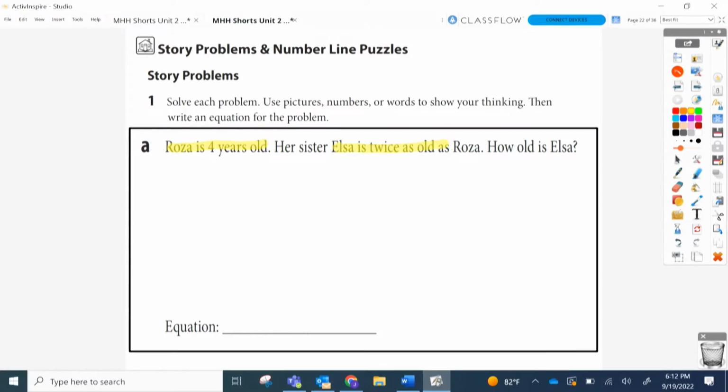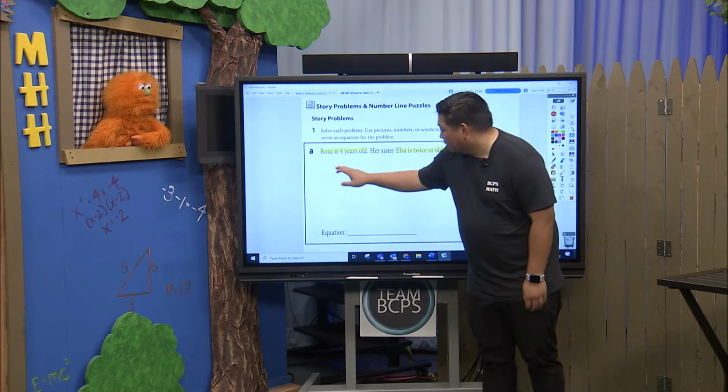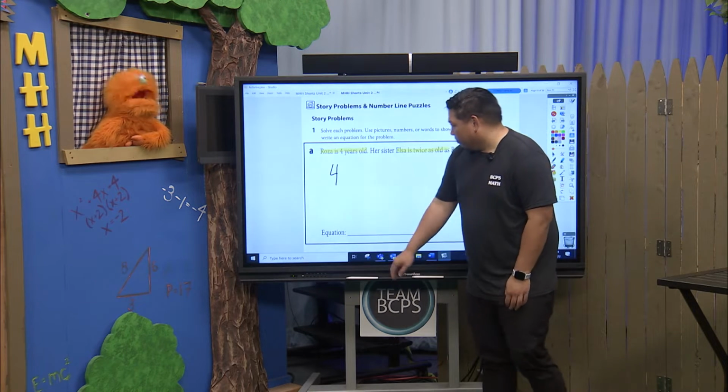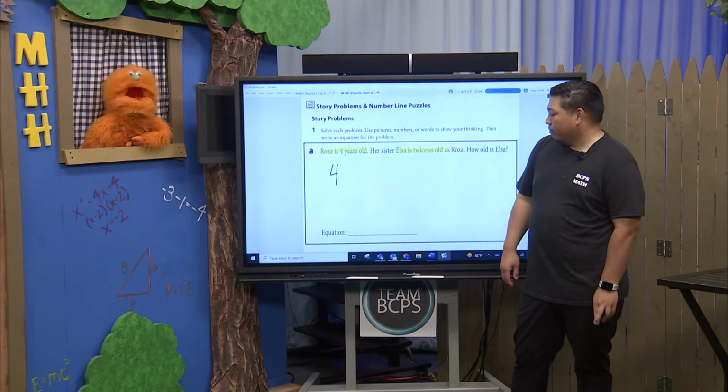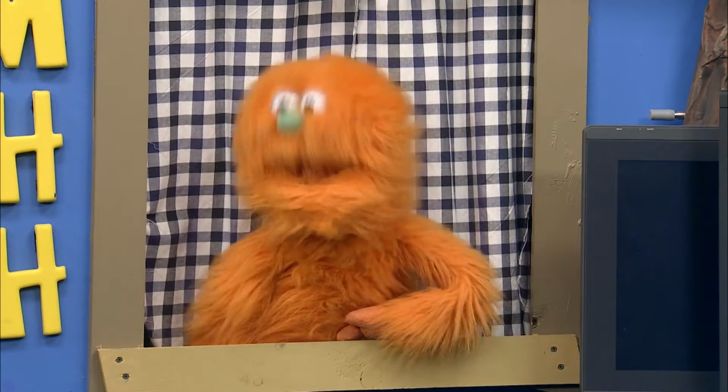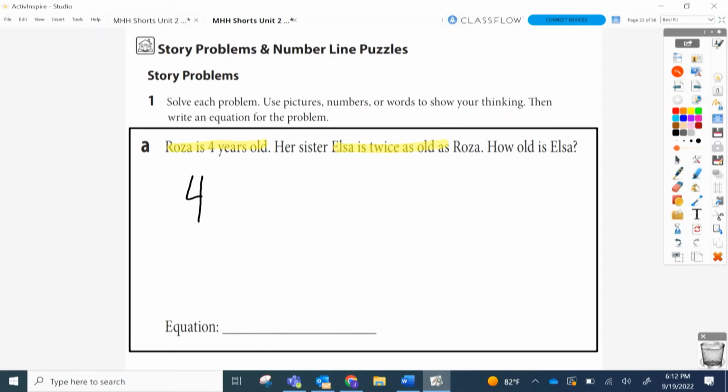So we can use what we know to figure out what we don't know, and we don't know how old Elsa is. We do know that Rosa is 4, and Elsa is twice as old. So that means we have to double it. We can do that a couple different ways. We can write times 2, or we know that when we double something, we're just adding it again.